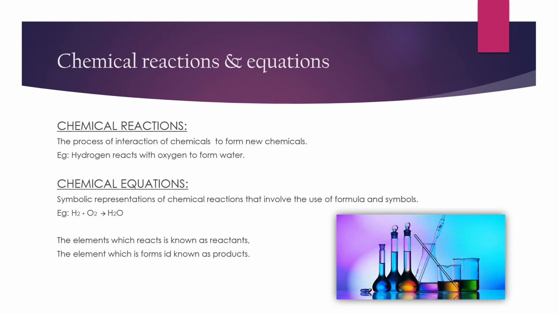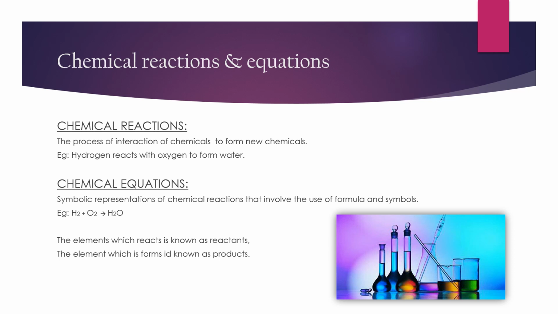In this second topic, we are going to learn about chemical reactions and chemical equations. Chemical reactions are the process of interaction of chemicals to form new chemicals. Chemical reactions are activities where two or more chemicals interact with each other to form new chemicals or compounds. For example, hydrogen reacts with oxygen to form water.